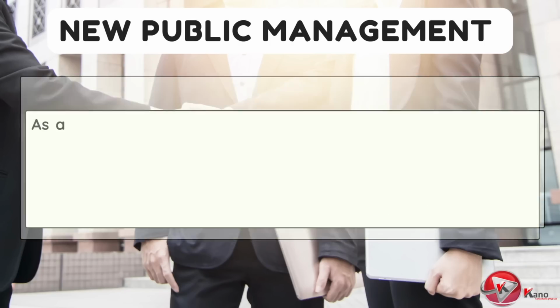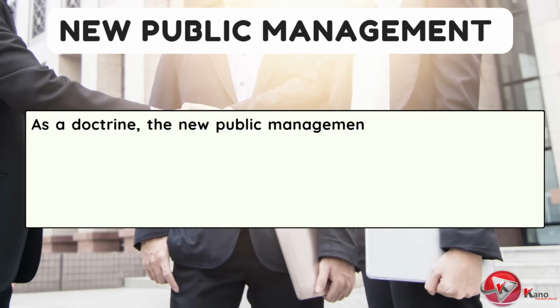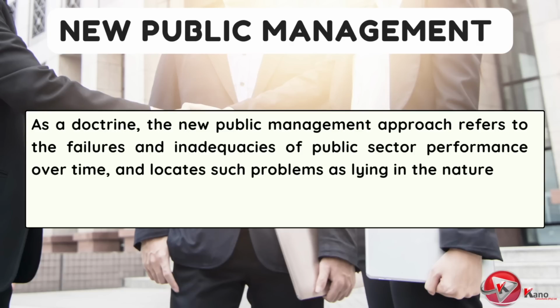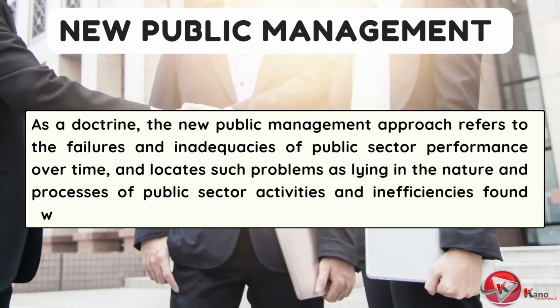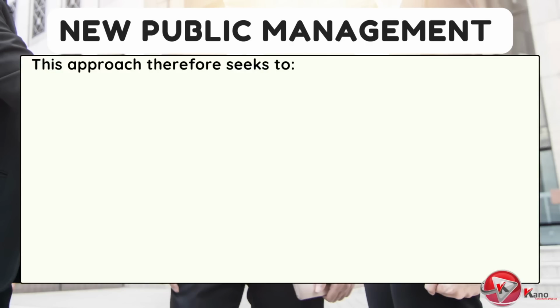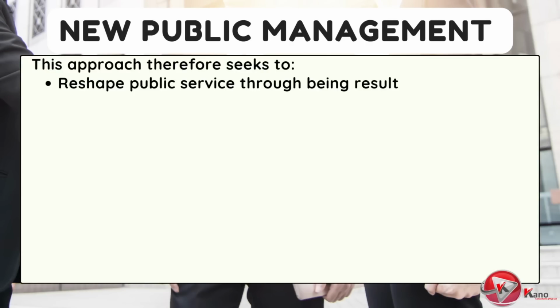As a doctrine, the New Public Management approach refers to the failures and inadequacies of public sector performance over time and locates such problems as lying in the nature and processes of public sector activities and inefficiencies found within traditional public administration. This approach therefore seeks to reshape public service through being result-oriented.